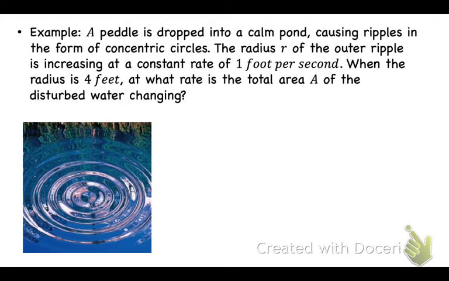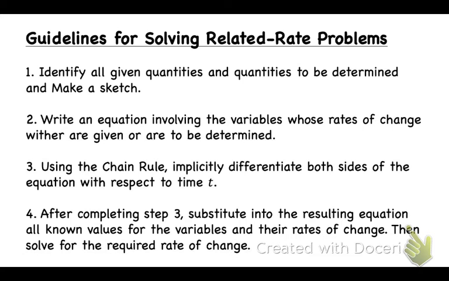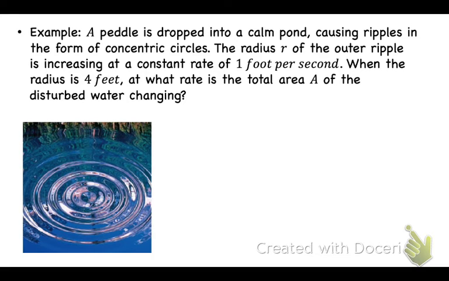Okay, so we have a pool of water. We have a scenario here. It says a pedal is, and you see, that should be pebble. I need to proofread. Pedal, it's just a bike pedal. Sorry. A pebble is dropped into a calm pond, causing ripples in the form of concentric circles. Concentric circles are circles within other circles.